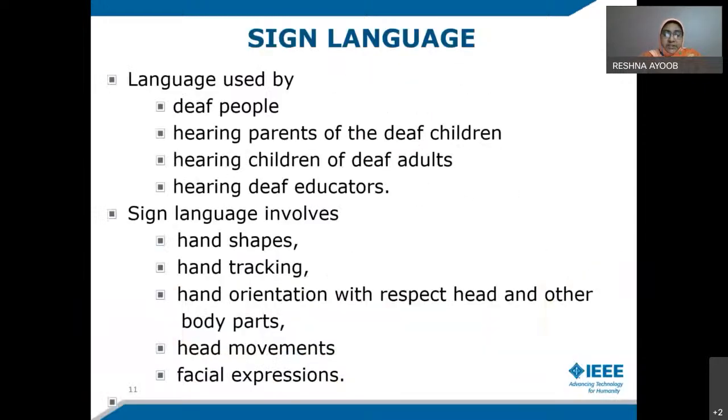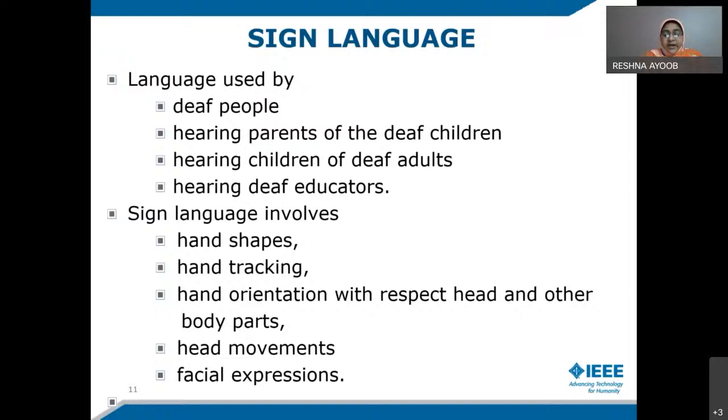So what is sign language? Sign languages are well-structured languages. These are natural languages that use different means of expression for communication in everyday life. The sign language relates letters, words, and sentences of a spoken language to hand signs and human body gestures, facilitating hearing impaired people to communicate among themselves. It is the only means of communication for the hearing impaired. So, sign languages are used not only by deaf people, but also by the hearing parents of the deaf people, hearing children of deaf adults, and hearing deaf educators.